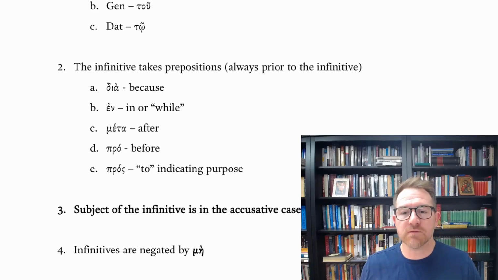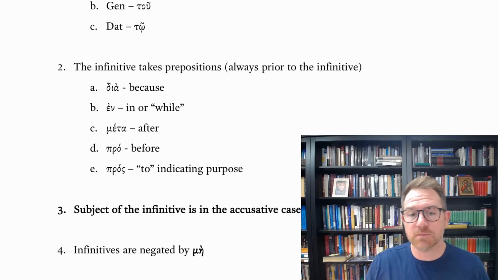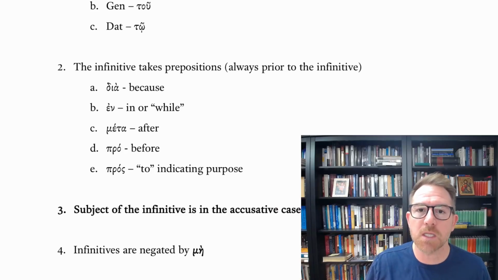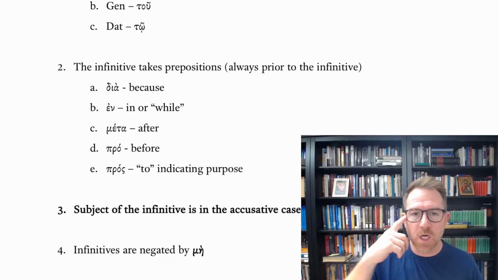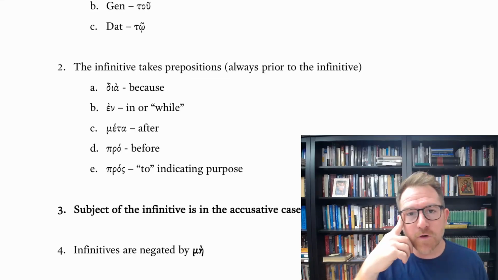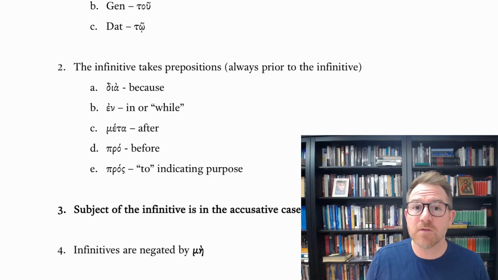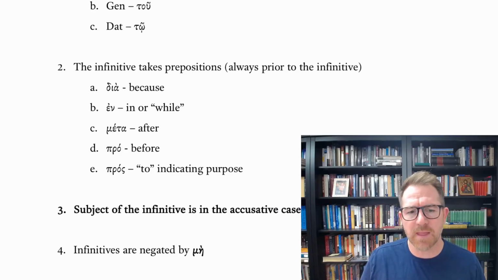The subject of the infinitive, because it's a verbal noun, it as a verb can have a subject. And we're used to, when we identify a subject of verbs, we're looking, of course, for the nominative case. But when it comes to the infinitive, the subject of the infinitive is going to be in the accusative. So you have to train your brain to go, oh, wait a minute, if I have an infinitive verb, the subject of that infinitive is not going to be a nominative, it's going to be an accusative. You'll begin to pick up on that pretty quickly. And infinitives are negated by me, just like subjunctives.